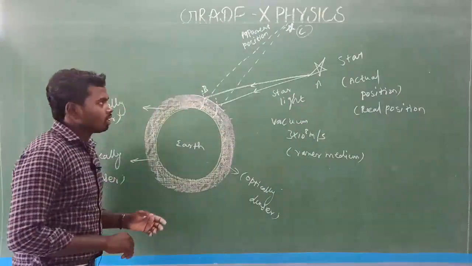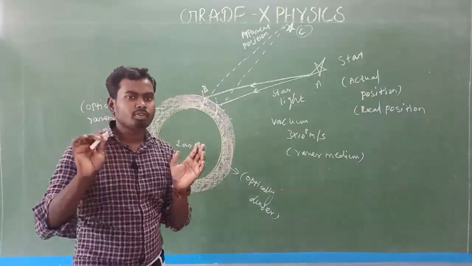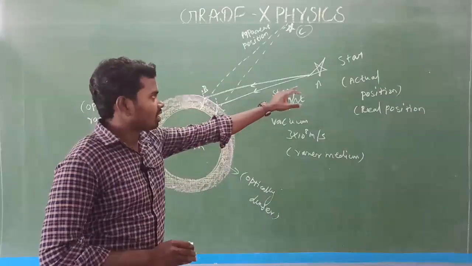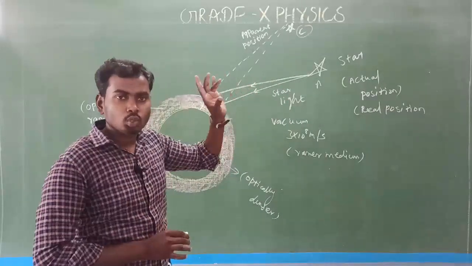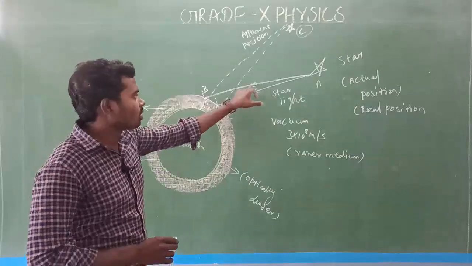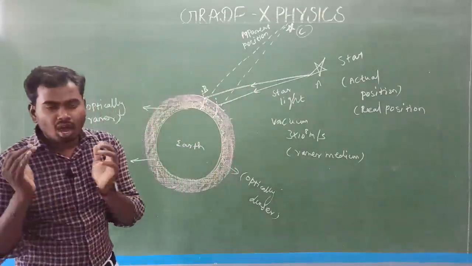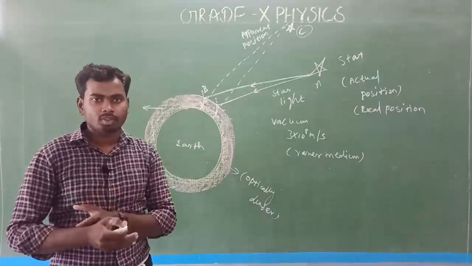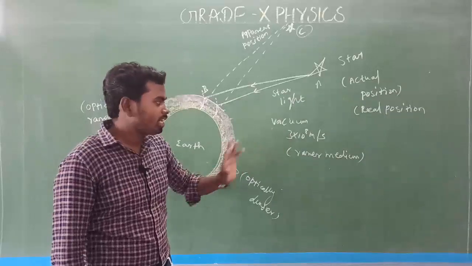Is it clear? Yes. The starlight which is coming from the star located millions and millions of kilometers away from the Earth is a point source. Consider just two starlight rays. This is one ray, this is the second ray. Before entering the atmosphere, the starlight travels in space, which means a vacuum medium. The speed of light in vacuum is 3 into 10 to the power 8 meters per second.